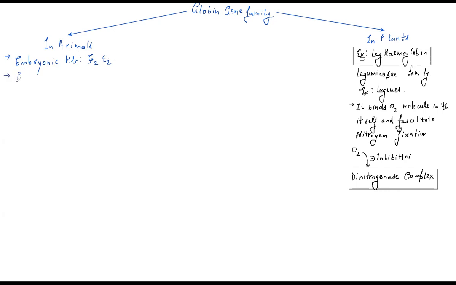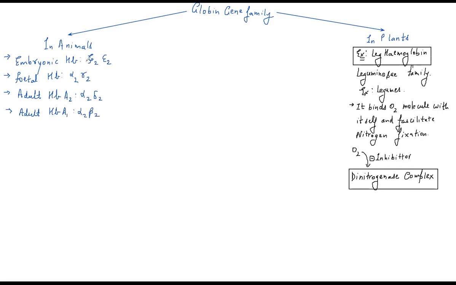Another type of hemoglobin that is present is referred to as fetal hemoglobin. What do you mean by fetal hemoglobin? Fetal hemoglobin is the type of hemoglobin that contains 2 alpha and 2 gamma. The third type of hemoglobin is adult hemoglobin. Adult hemoglobin A2 contains 2 alpha and 2 delta, whereas adult hemoglobin A1 is alpha 2 and beta 2.